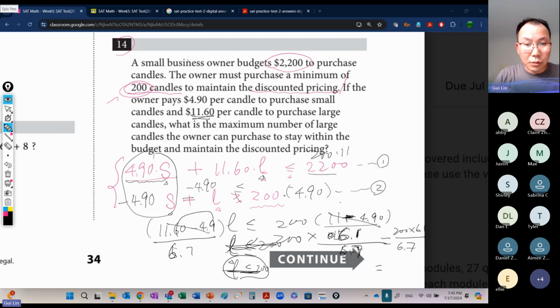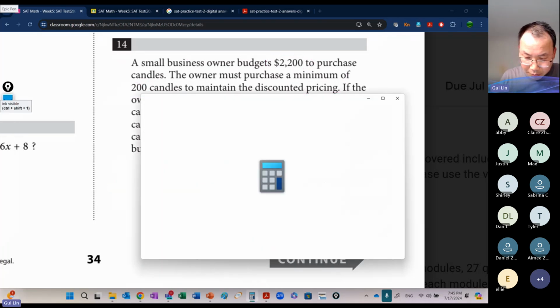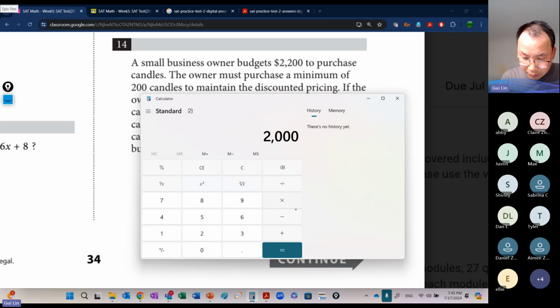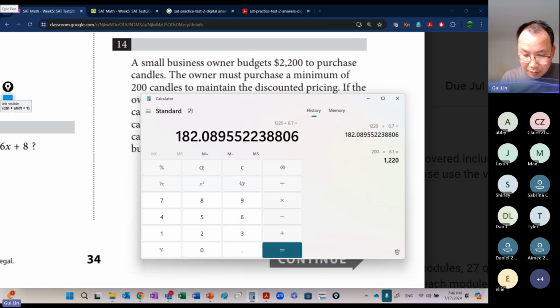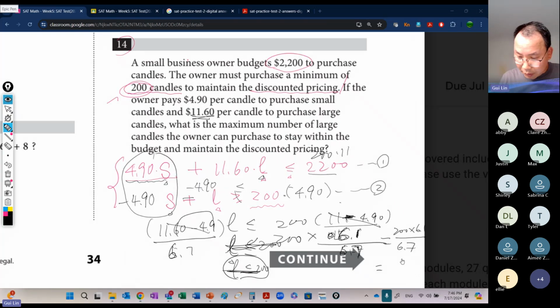So let's use this. Cancel, so change. You can do it here quickly. So it is 200, right? Times 6.1 divided by 6.7 equals 182, right? So it's 182 point something, 0.2, right?